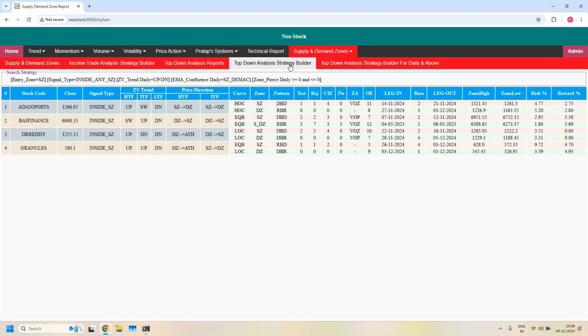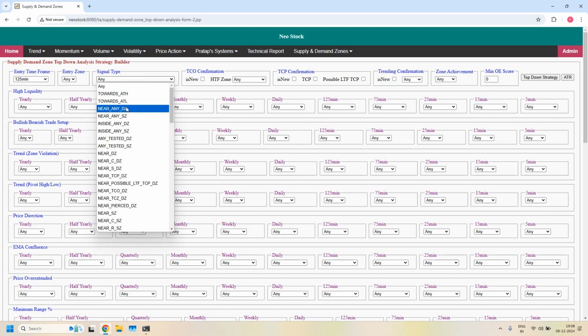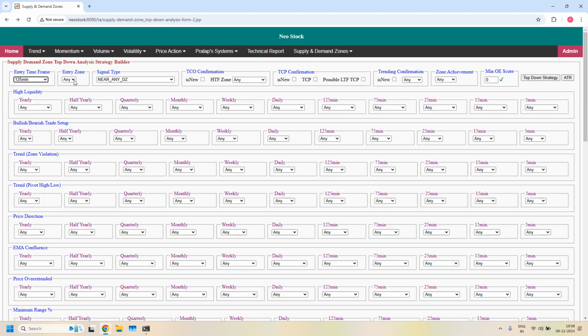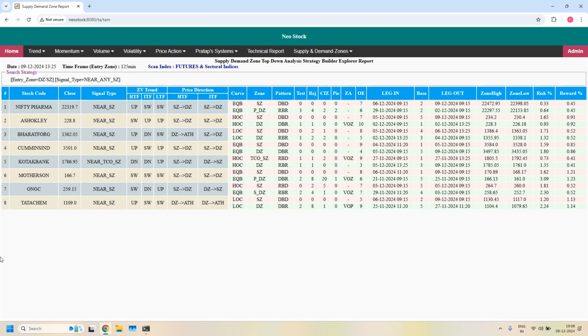Next time frame is 125 minutes. Stocks near 125 minutes demand zone. 12 stocks are filtered. Next 125 minutes time frame. Stocks near 125 minutes supply zone. 8 stocks are filtered.